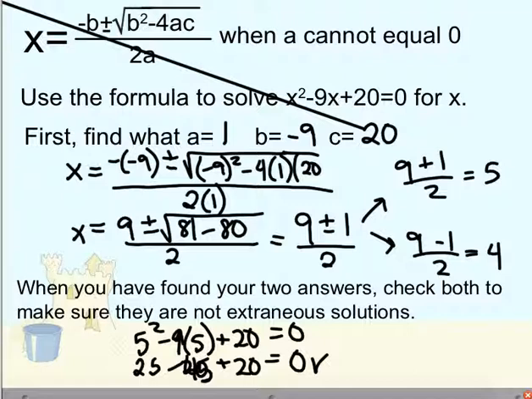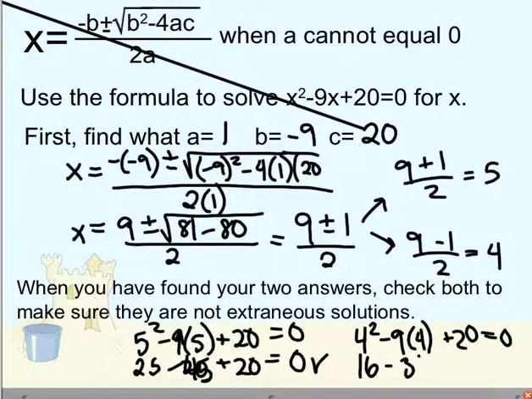We try it with the 4. We say 4 squared minus 9 times 4 plus 20. Does that equal 0? Well, we get 16 minus 36 plus 20 equals 0. That is a true statement. So both of those solutions do actually work for this quadratic.